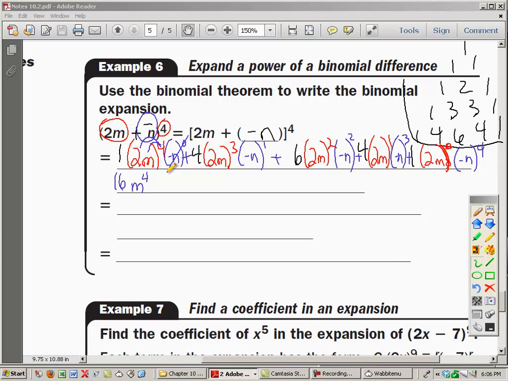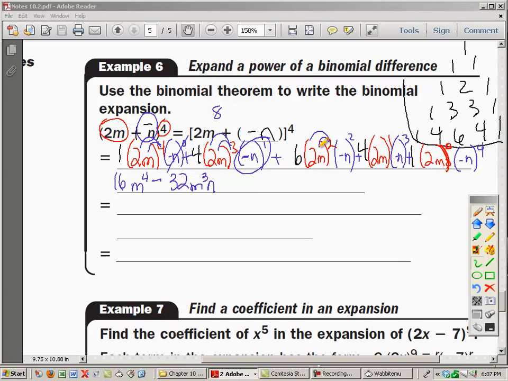All right? Now my second term. My second term is a little bit more challenging because now what you have here is 2 to the third and m to the third. So 2 to the third is 8. And then 8 times 4 is 32. You have m to the third. And now you have negative n to the first power. Well, n to the first power is n. And a negative n to the first power becomes a negative. So that makes that whole term negative. All right? Let's take a look at the next one.